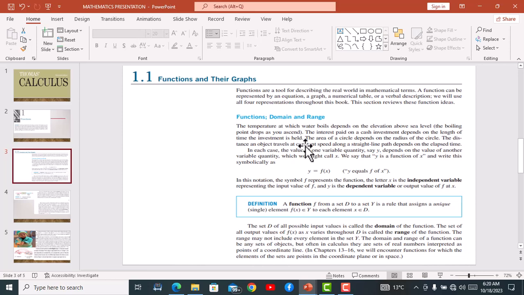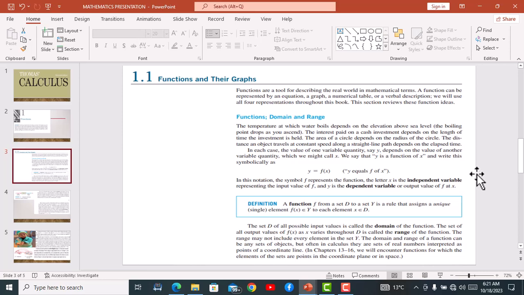They say the distance an object travels at constant speed along a straight-line path depends on the elapsed time. We will look at speed, velocity and time just to define all this so that you understand. In each case, the value of one variable quantity, say y, for example, depends on the value of another variable quantity, which we might call x. Very, very important. This is the relationship, the function, from which things have to transpire.